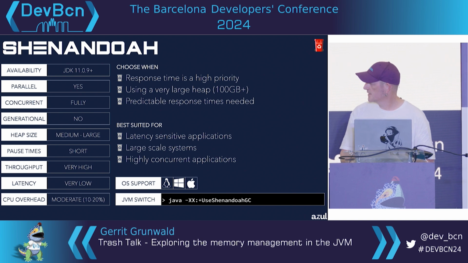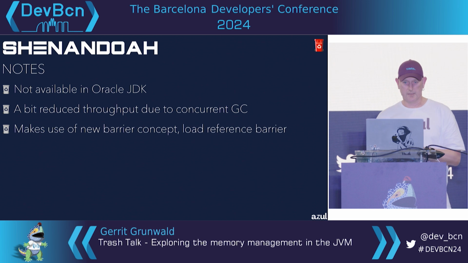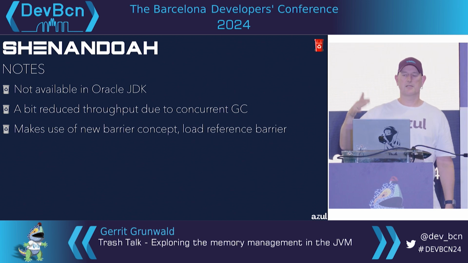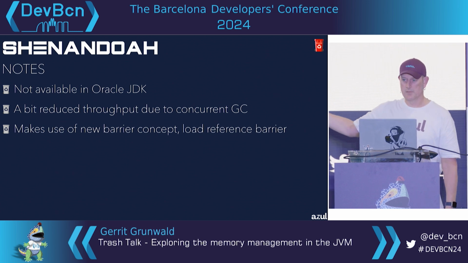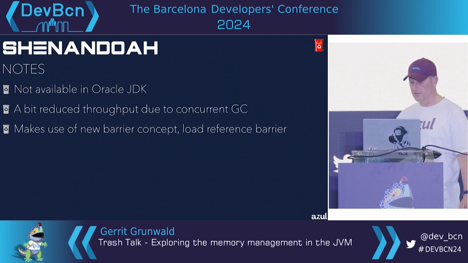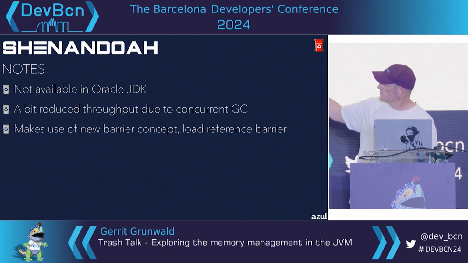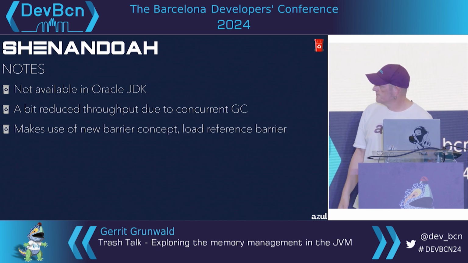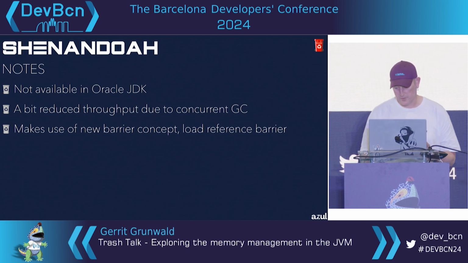All right. This is not available in Oracle JDK. So is someone using Oracle JDK here? I mean the Oracle subscription, not the Oracle OpenJDK, because you can't use it. And the reason is probably because it was invented by Red Hat and not by Oracle, and they don't like it. So yeah, we have a little bit reduced throughput due to concurrent GC, and it makes use of the new barrier concept, which is the loaded value barrier.